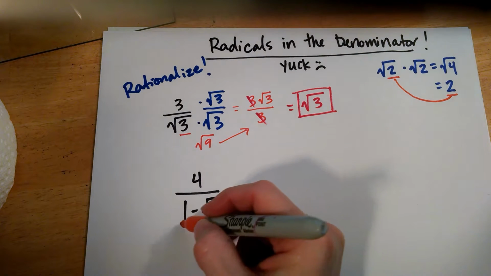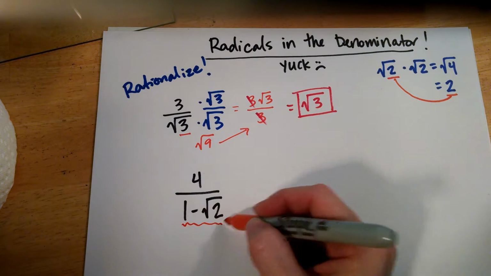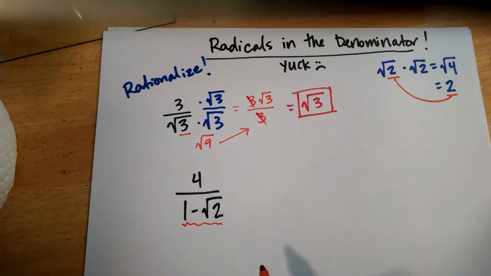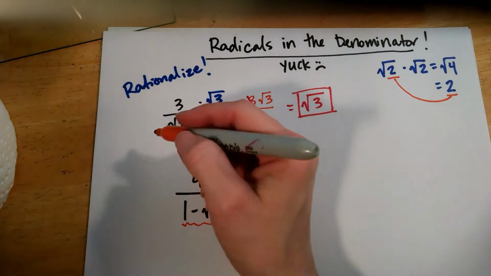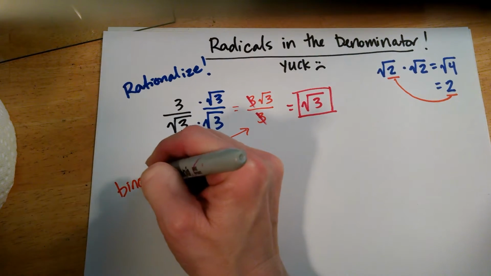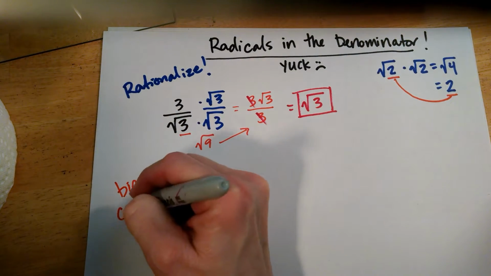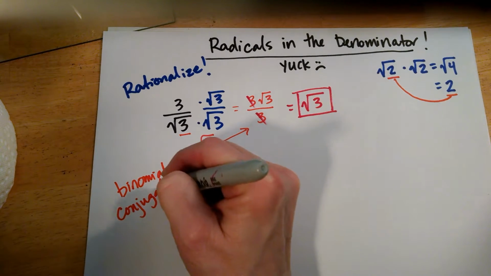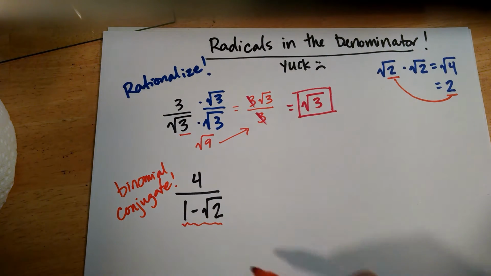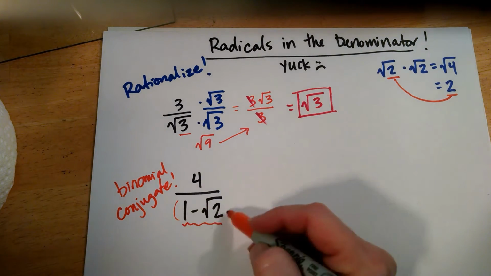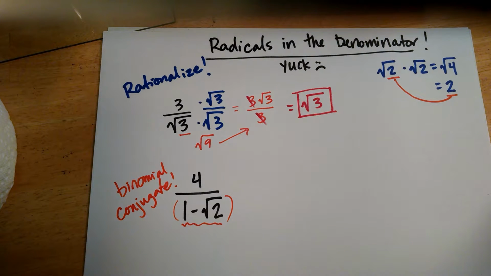So now this is special, and we have a special name, just like we had rationalize for there. We're going to use the binomial conjugate. Okay, so this is a binomial. It has 2 terms. It's in the denominator. We need to do something with that. We need to do something with that radical for sure.